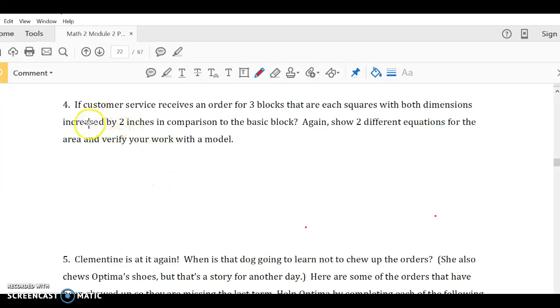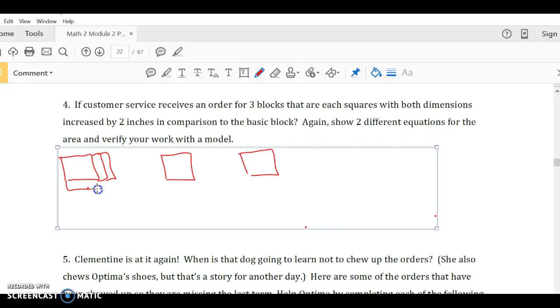All right, so the first one you had for homework last night was: if customer service receives an order for 3 blocks that are each squares with both dimensions increased by 2 in comparison to the basic block, show two different equations for the area and verify your work as a model. Now, period 1 found that starting with the model was easier. So we have three basic blocks, and each dimension was increased by 2. So we have these sides increased by 2.